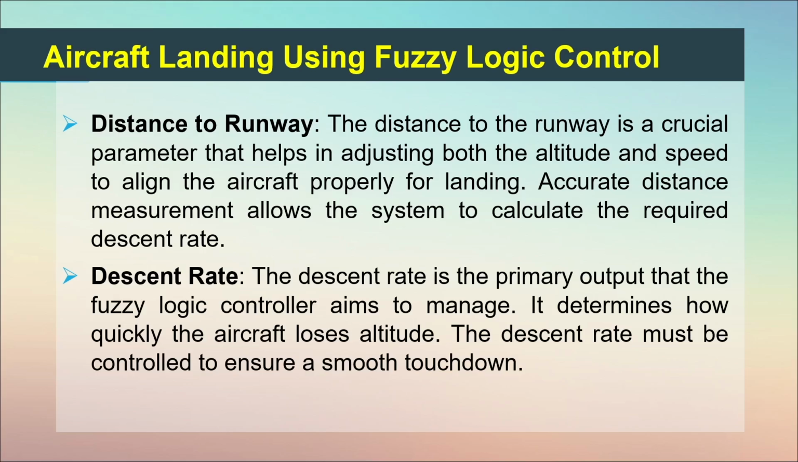So you need to always calculate the distance to the runway, and in order to estimate it, you need to depend on the two parameters that we have discussed in the previous slide, that is altitude and speed. So it has to be adjusted in such a way that the aircraft always ensures a proper landing. So we need an accurate distance measurement system which allows the system to calculate the needed rate of descent. So you need to think about that.